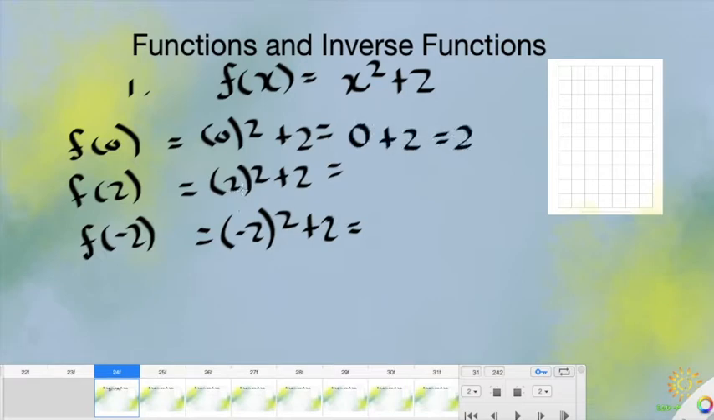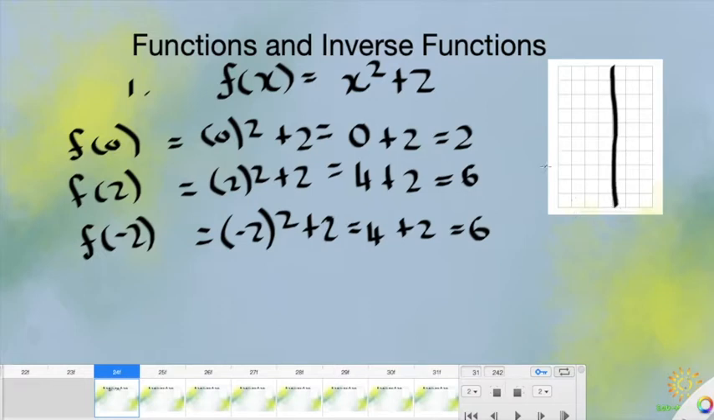f at 2: 2 squared is 2 times 2, which is equal to 4, plus 2 is equal to 6. f at negative 2: negative 2 squared, negative 2 times negative 2, the negatives cancel, so we get a 4. 2 times 2 plus 2 is equal to 6. So I'm just going to plot these on my plane. Okay, I think I'm going to draw it a bit down, just because I can see that the numbers are pretty large.